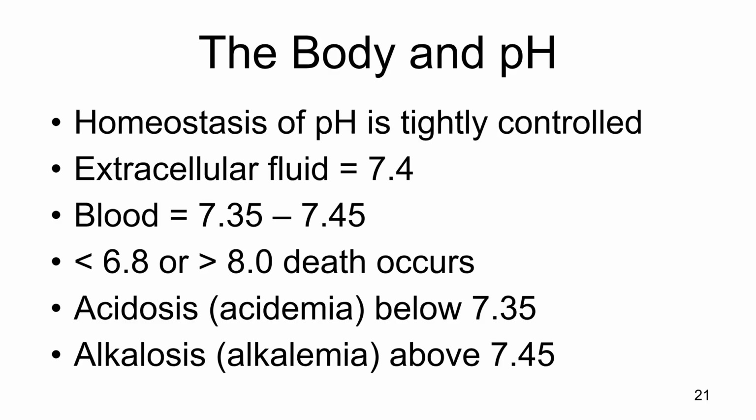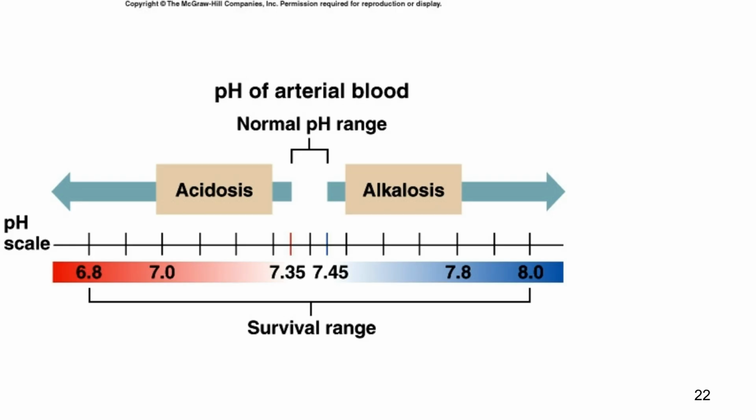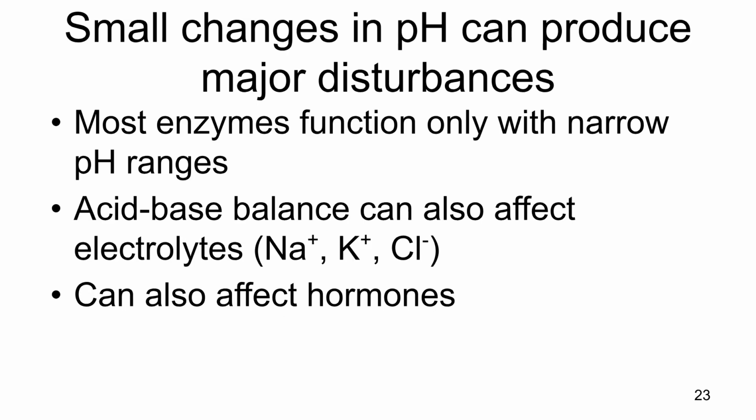Small changes in pH can cause major disturbances, as most enzymes only function within narrow pH ranges. Acid-base balance can also affect electrolytes and hormones. The body produces more acids than bases, coming from foods, the metabolism of lipids and proteins, and cellular metabolism producing CO2. CO2 reacts with water to form carbonic acid. This slide displays an image related to acid production and CO2.